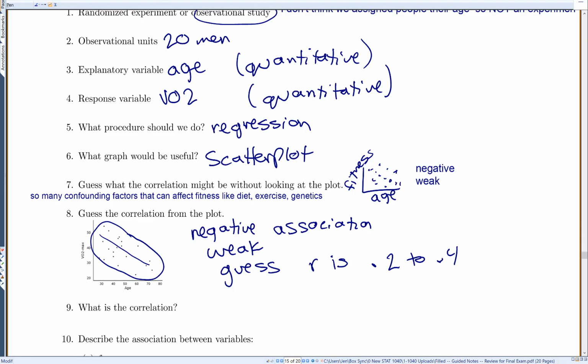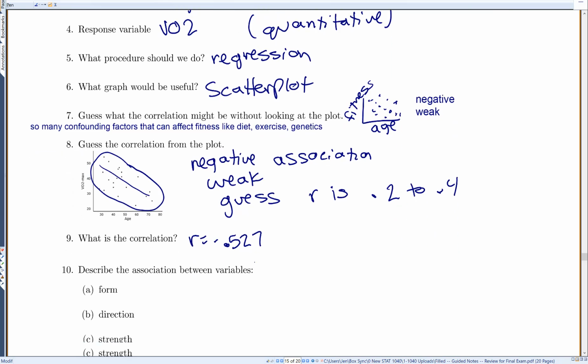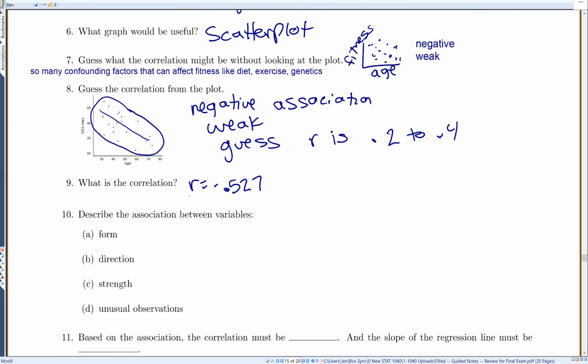So R equals negative 0.527. So apparently I was very off when I guessed. It was quite a bit higher than I was guessing.